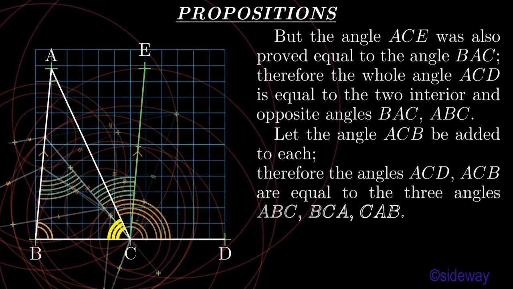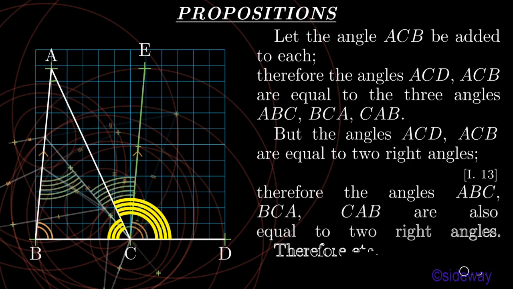Let the angle ACB be added to each. Therefore, the angles ACD, ACB are equal to the three angles ABC, BCA, CAB. But the angles ACD, ACB are equal to two right angles, by Book 1, Proposition 13. Therefore, the angles ABC, BCA, CAB are also equal to two right angles. Therefore, etc. What was to be shown?